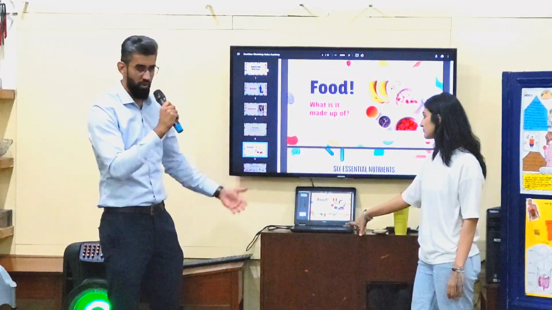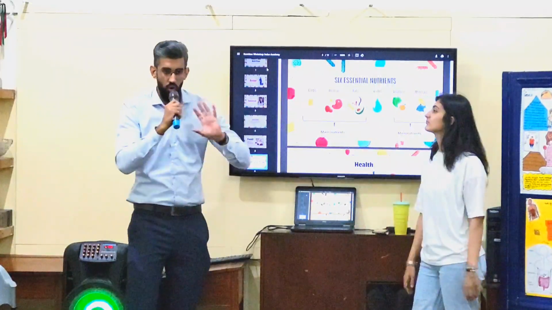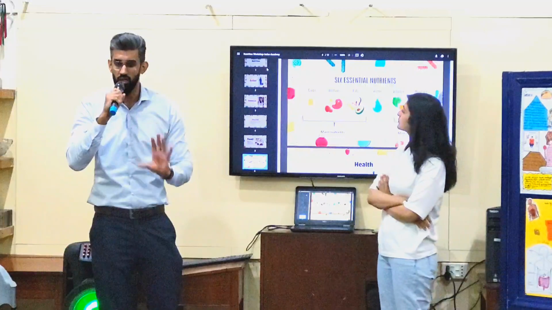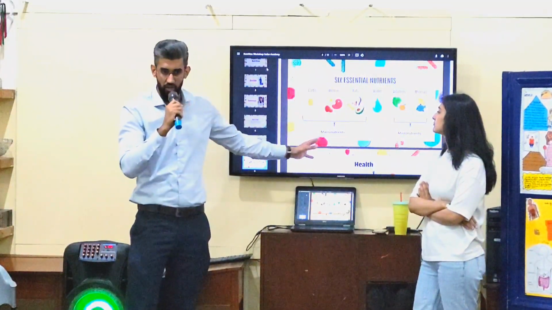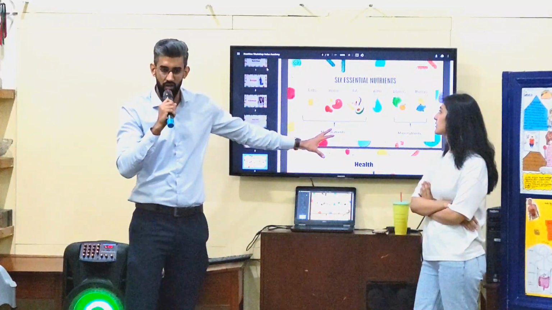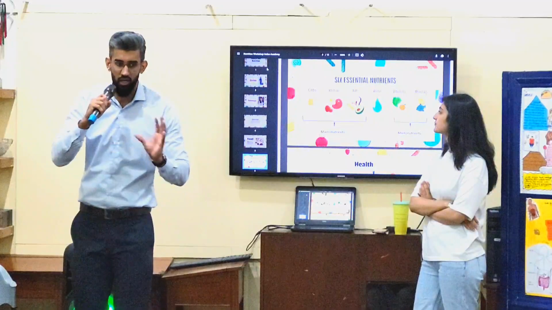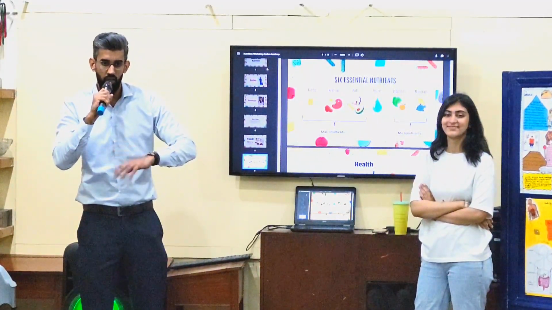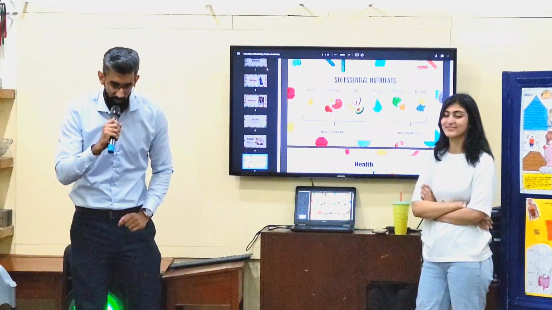So let's move on. All the food that we eat is made up of 6 different nutrients, alright? One group is called macronutrients, and the other is called micronutrients. So can anybody tell me the difference between macro and micronutrients? There's a small difference. Yeah, you.